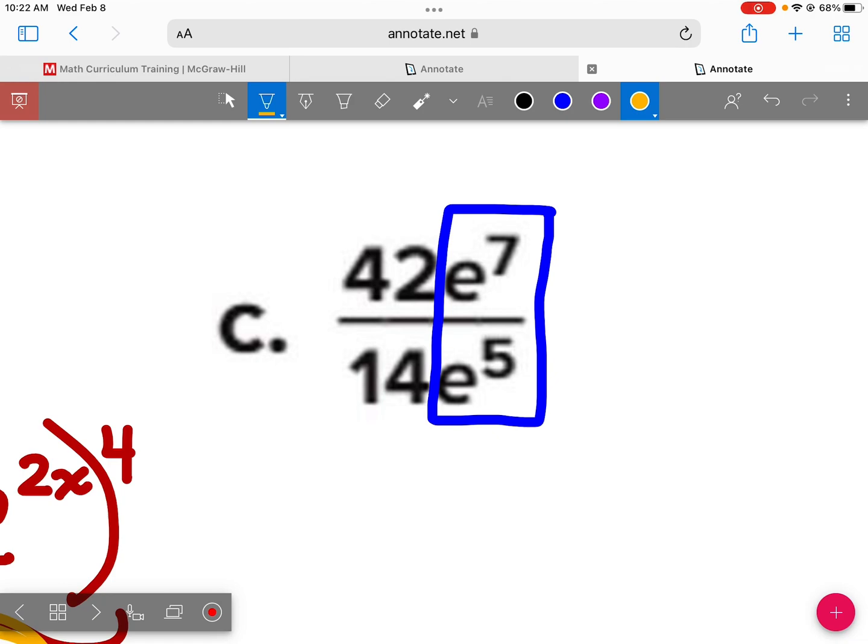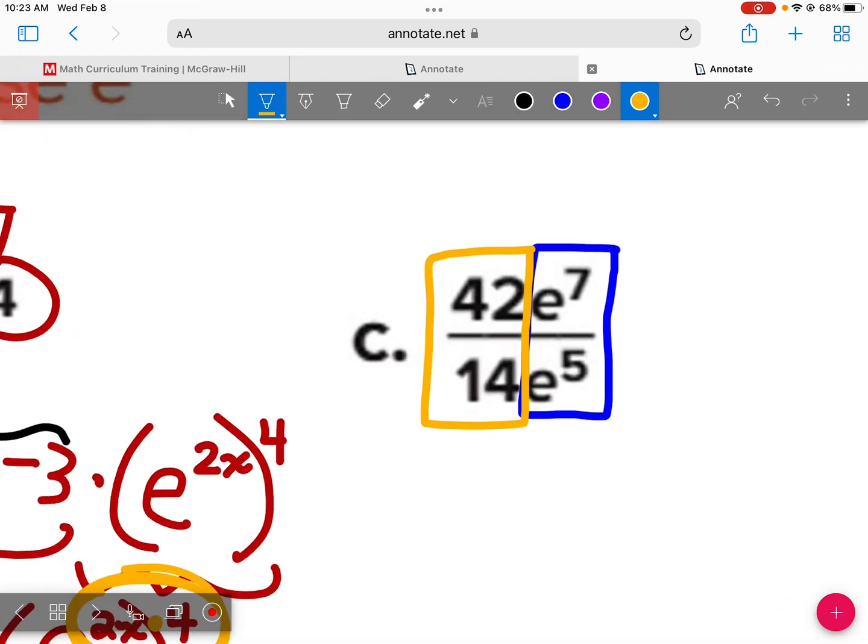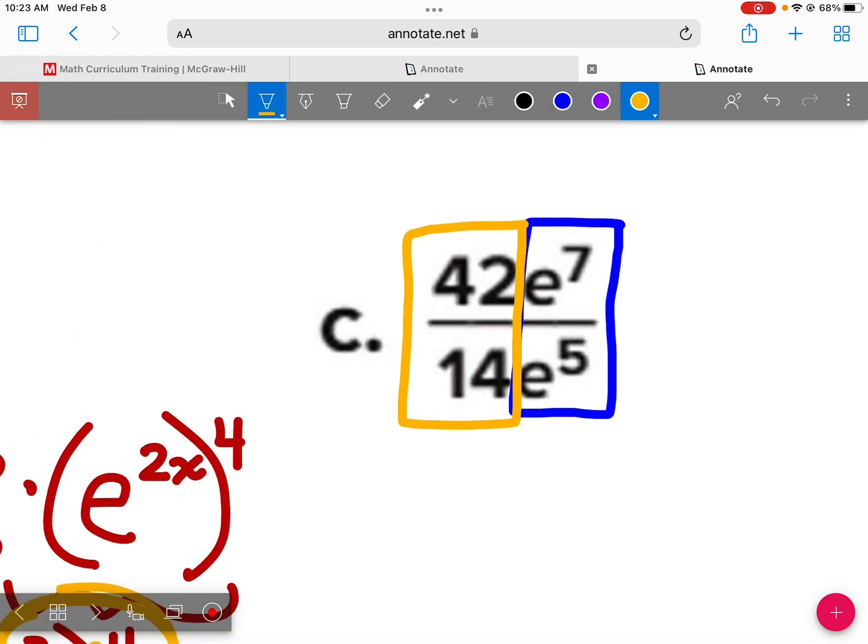What else is also part of this fraction? 42 and 14. I'm going to have to divide those separately. I have to simplify those on their own. 42 and 14. Is that going to go in evenly? I don't know. Find out. Try your calculators. Do 42 divided by 14 on your calculators.